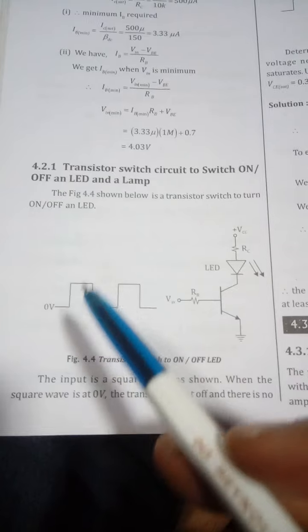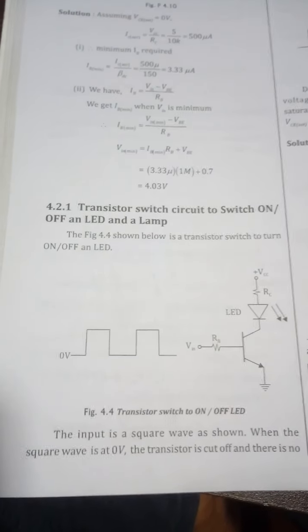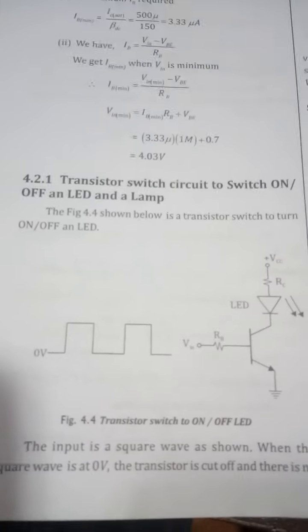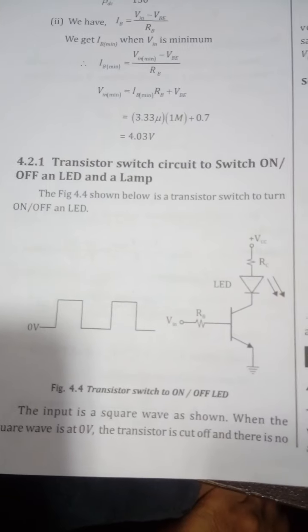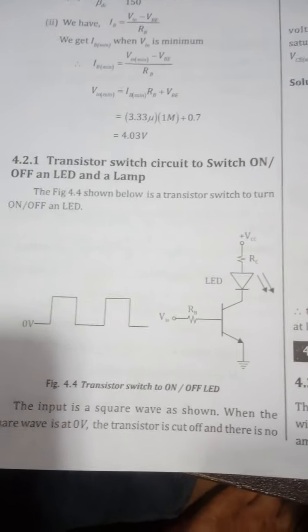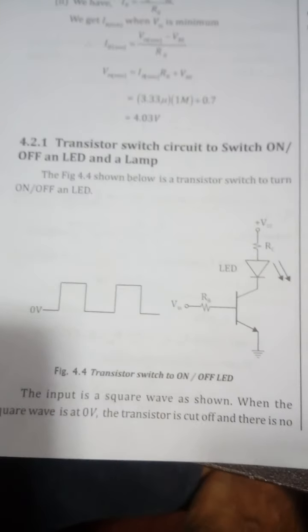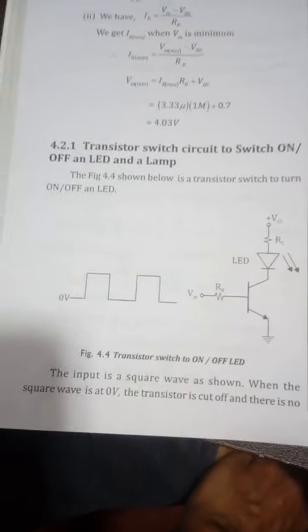The square wave is given as an input to the base. When the square wave is at 0 volts, the transistor is at cutoff and there is no collector current. So the LED does not emit light, it means it is off. When the square wave goes to high level, the transistor saturates. This forward biases the LED, and the resulting current through the LED causes it to emit light. Thus the LED turns on by blinking on and off.